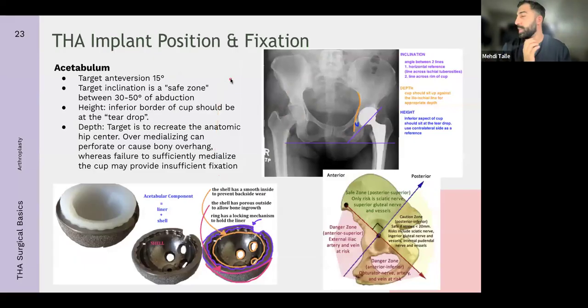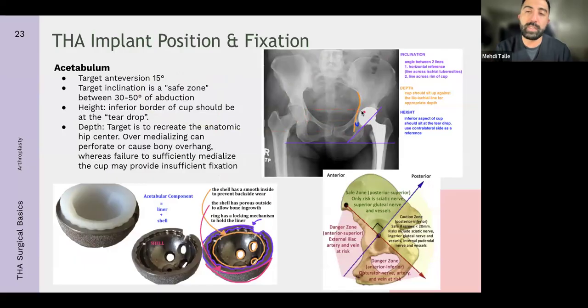So some words on implant position and fixation as we wrap up here. We talked a bit about the native anteversion and inclination of the acetabulum, so you're trying to recreate these when you're putting in your implants. The height of your acetabular implant is important. As a general rule, you try to aim for the inferior border of it being near the teardrop, which is a radiographic mark that you can appreciate here.